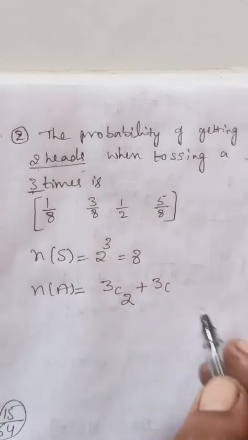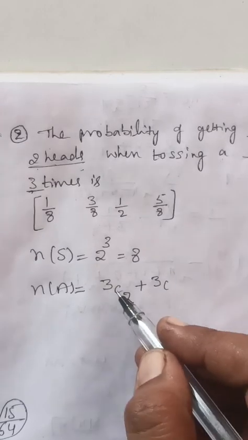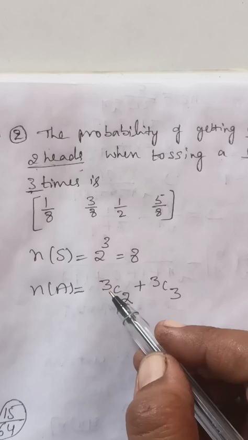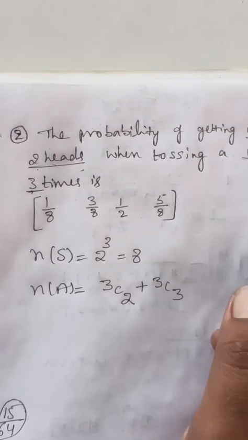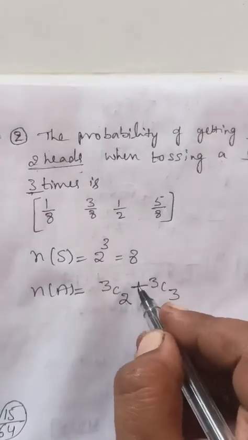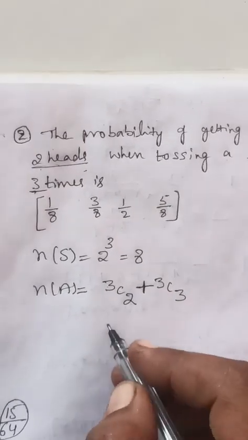So in this case, we take 3C2 plus 3C3, because out of 3 we may get 2 heads or 3 heads, since it is at least 2 heads. So these two are correct. So in this type we are just adding these two answers.